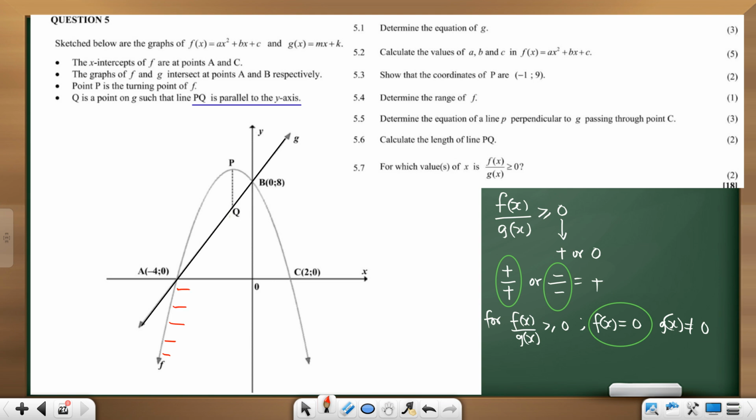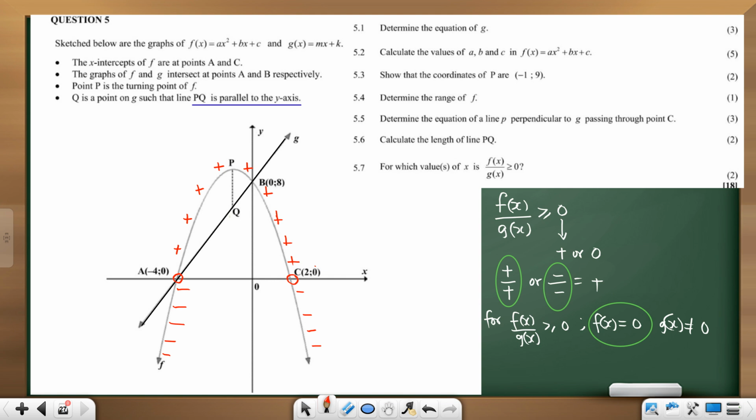Y values are negative. Y value here is 0. The y value here is positive because it is above now. Remember, I am dealing with y values. Positive, positive, positive, positive. The y value here is 0, as you can see there. Negative, negative. Please let me know if you are on the same page with me.